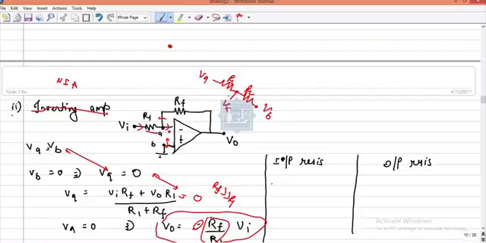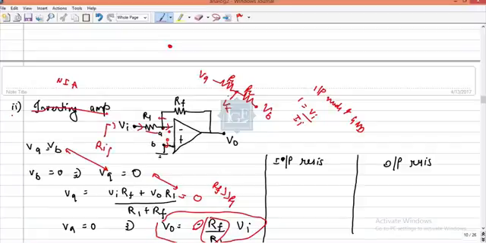Okay, now the input resistance. I told you two logics. Either you find the resistance between the input node and ground. That is one logic, and another logic is that the input resistance is equal to input voltage by input current. Now what will be the input voltage over here? Sorry, Vi. Okay, we will see the input resistance from this point.